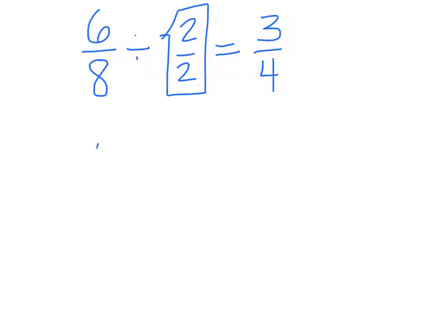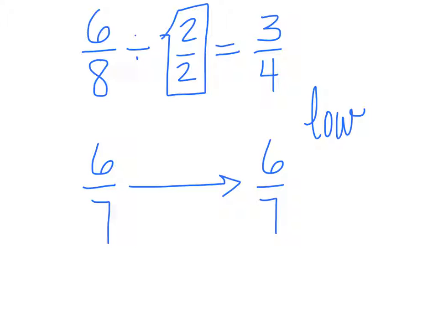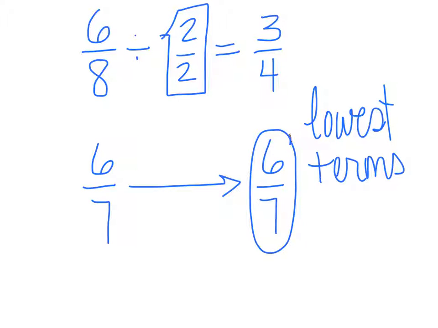Now sometimes you're going to end up with a fraction like 6/7. And I'm going to ask you, what goes evenly into 6 and into 7? Well, nothing. There is no number that goes evenly into 6 and 7. So this cannot be reduced. It is already at its lowest terms. So remember, when we reduce it, we want to get it to its lowest terms. What number will go into both the numerator and denominator evenly?